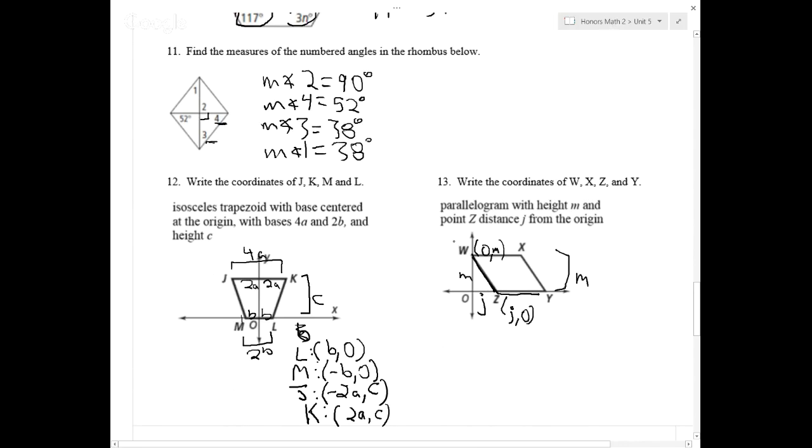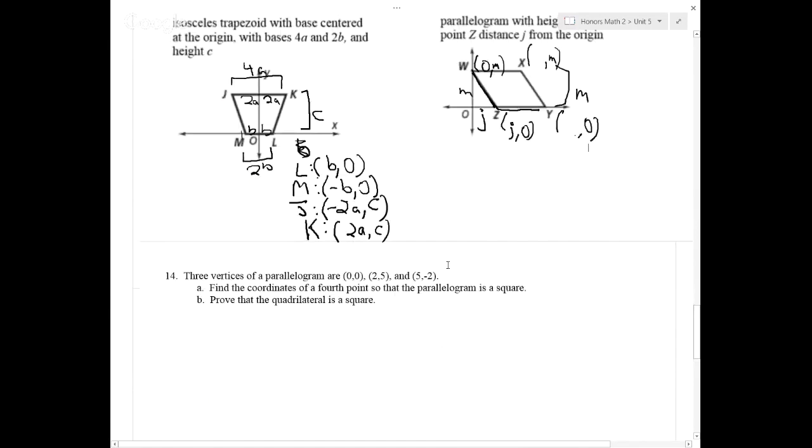Looks like I'm missing a part, so we're just going to stop here. X, we would know, would go over the same amount as ZY, and it would go up m. And then Y would go over that amount ZY, and it'd be up 0. And I'm just going to leave those points there because it looks like we have an incomplete problem from what we had.